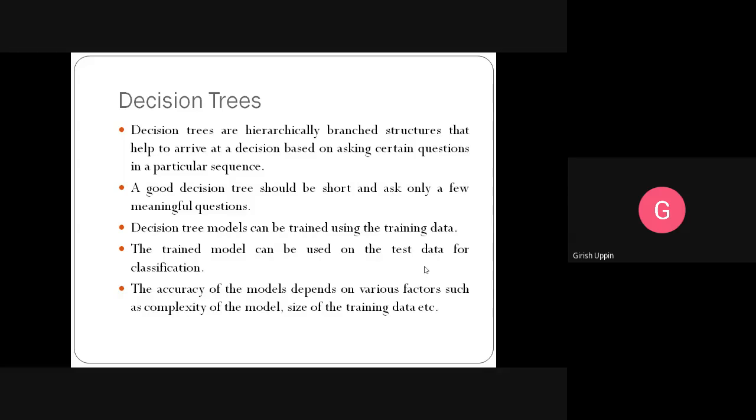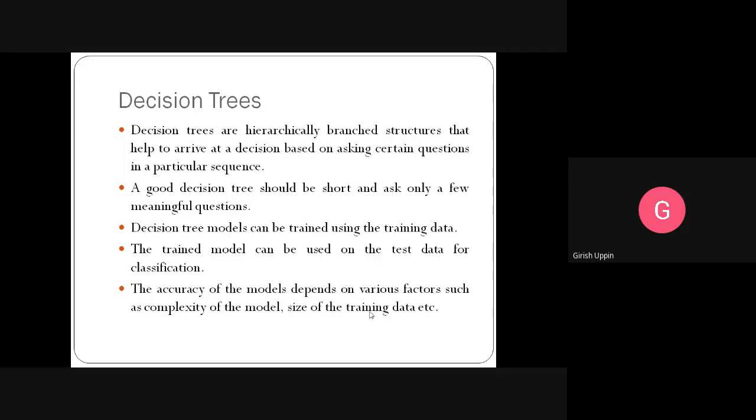So when we give that data and see its prediction capability, we come up with the accuracy. On the test data, what would be the accuracy? If the accuracy on the test data is also more than 80% or 90%, then we can say that is a good model. The accuracy of the model depends on various factors such as complexity of the model, size of the training data, etc. So accuracy will depend on a lot of factors.